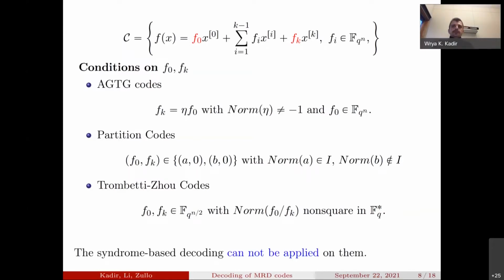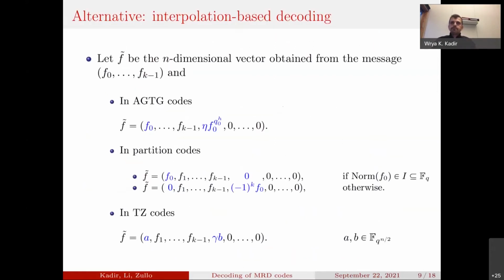But here we realize that the syndrome-based decoding cannot be applied to these new MRD codes. The reason is that the linearity of the MRD codes plays a main role in the syndrome-based decoding. So since these codes are not linear over the main extension field, we need a new decoding algorithm which doesn't need this linearity property to decode. So that's why we were looking for a new decoding algorithm for these new families.